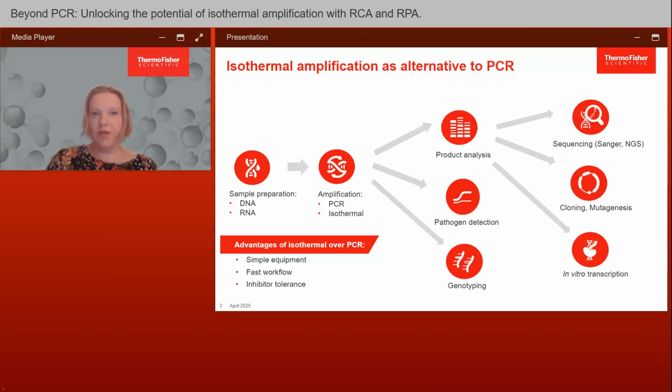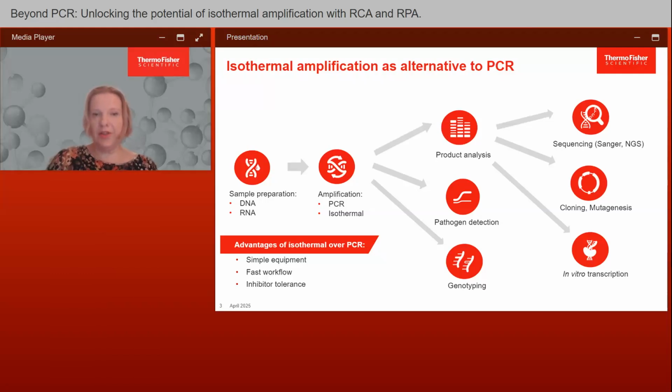PCR is a gold standard of amplification of nucleic acids, and isothermal amplification is getting more and more attention. Why one could choose isothermal amplification instead of PCR? Isothermal amplification has several advantages. First advantage is that equipment needed is extremely simple. Heated water bath is more than enough.